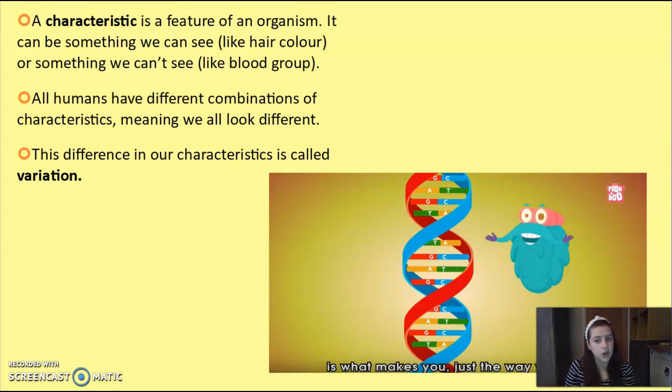All humans have different combinations of characteristics, meaning we all look different. So if you went to a sibling, if you have a sibling, you will have spotted some differences between you and your sibling, even though you share blood and you're related in one way or another. Okay, so the difference in our characteristics is called variation. So it's how much we vary from other people.